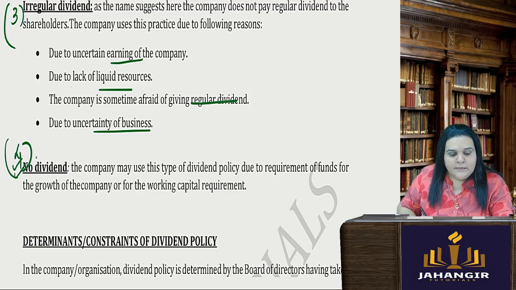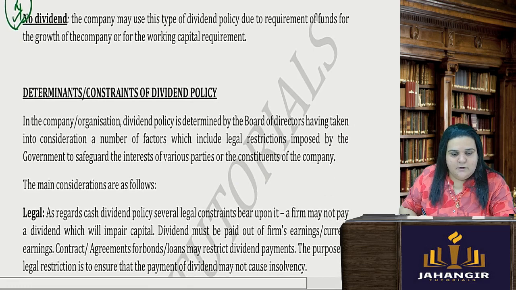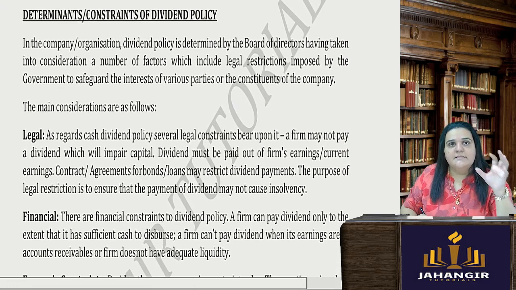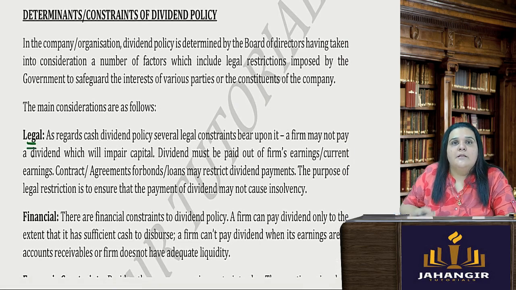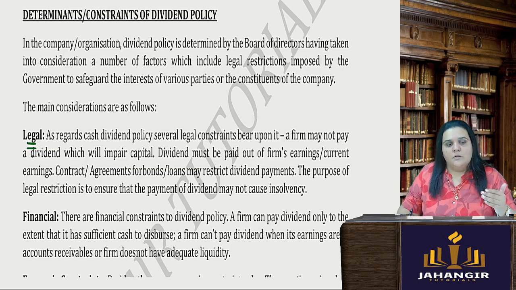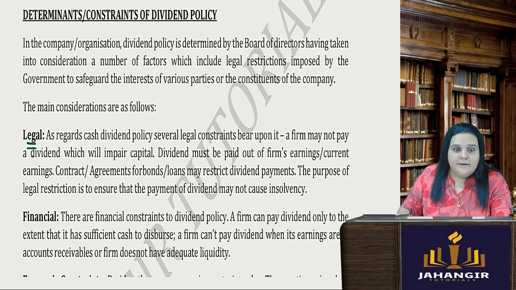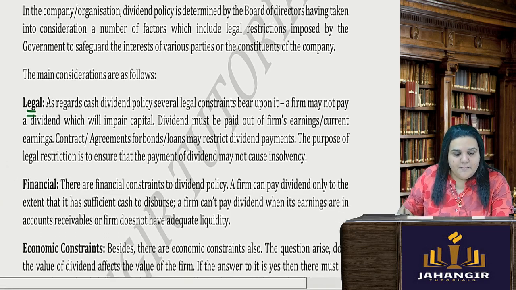Now determinants, constraints of dividend policy. The main consideration while paying dividend, first, is your company law itself, Rule 3, Schedule 3, which says that dividend cannot be paid if there is a loss or if there is no appropriate profit. Then the percentage of dividend has to be only up to 10%. So all those legal requirements can be constraints for payment of the dividend.